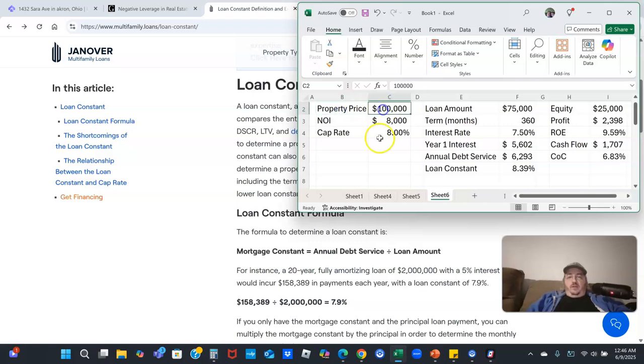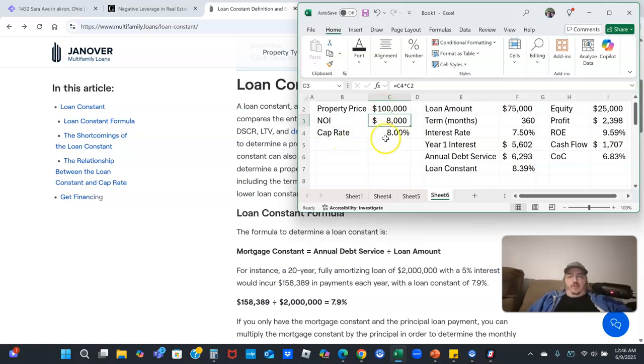So okay, we have a property. The property is $100,000. The NOI is $8,000. And this is, again, guerrilla math, right? I'm not breaking this down to the penny or anything. I'm trying to explain the concept. And so we're ignoring closing costs and stuff. Obviously your model has to be a lot more complex than this, but I'm trying to get the concept out here.